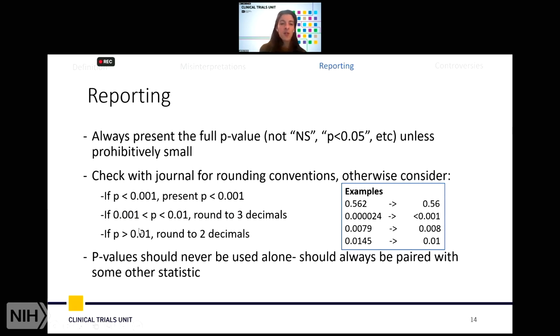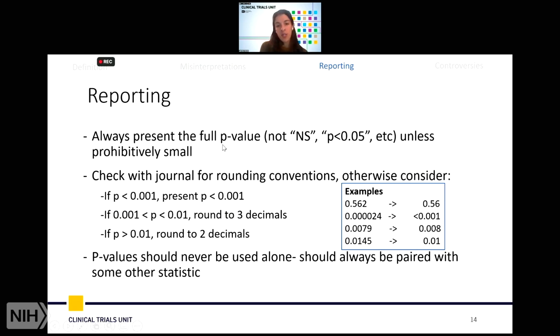So we get our data, we run our analysis, we get some p-values out, and we need to report them. So here I just wanted to put some, I wouldn't even call these conventions. This is kind of what I do. Every journal is going to be a little bit different. Some investigators may also have different preferences, but this is one good way you could do this.